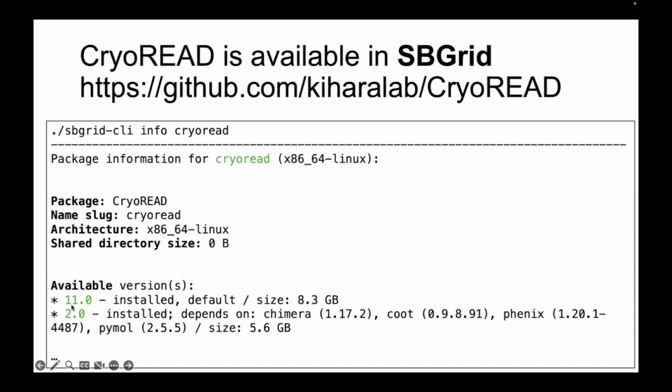So the latest version is 11. Because last week, yeah, we updated the code. The SB Grid team updated the CryoRead code in the SB Grid package. So if you already installed a previous version, maybe 2.0, please update the CryoRead code on SB Grid now. It's version 11, so it's totally different. It's much better code.